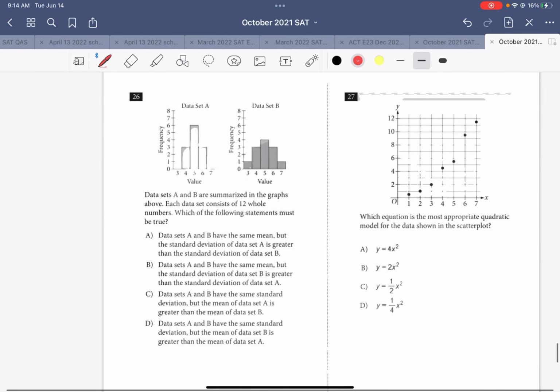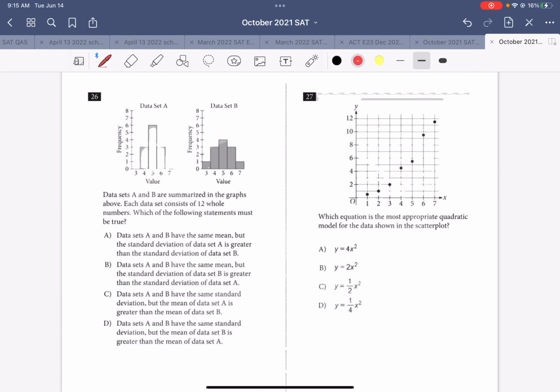Number 26 and 27. The data sets A and B are summarized in the graph above. Each data set consists of 12 whole numbers, and which of the following statements must be true? Okay, when you add up, that's all 12 data values in each graph.